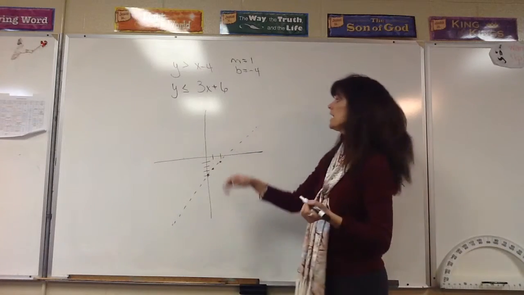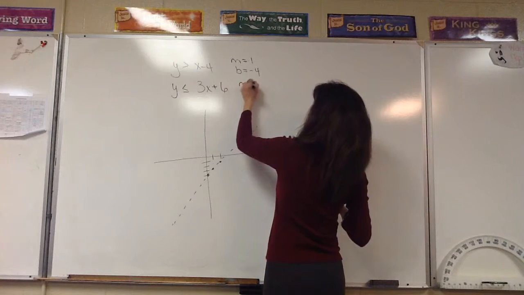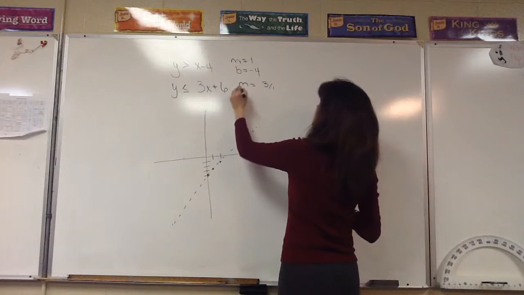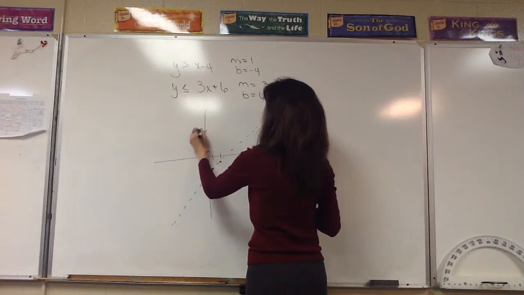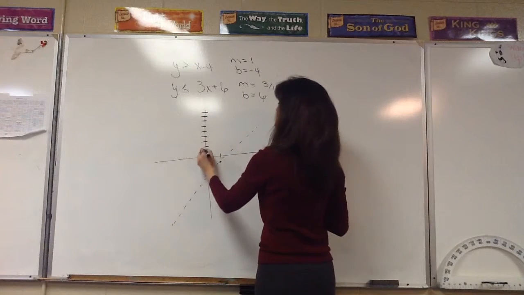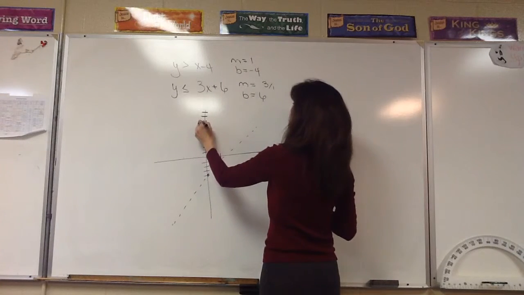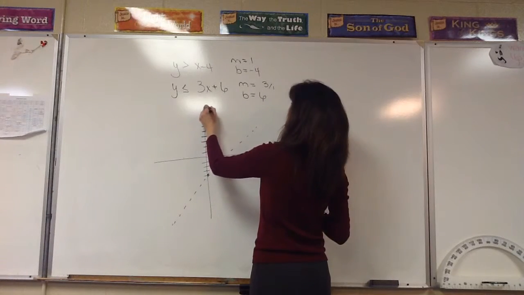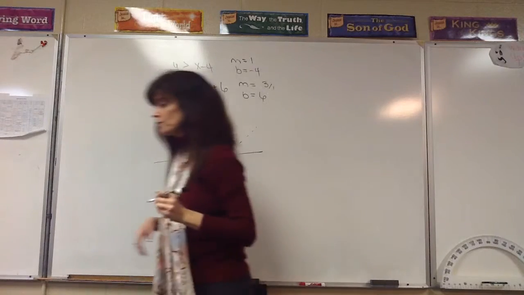Now, for my next one, I see here that the slope is 3, or 3 over 1, and our y-intercept is 6. So I'm going to go to 1, 2, 3, 4, 5, 6 for my y-intercept. For my slope, we're going to go up 1, 2, 3, and over 1, and we will use a solid line for this one.